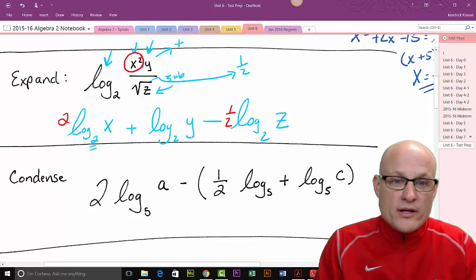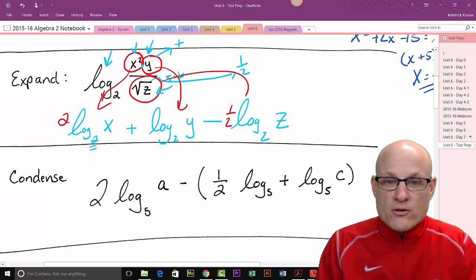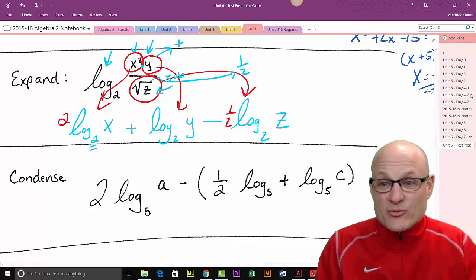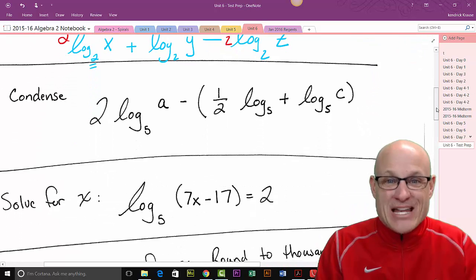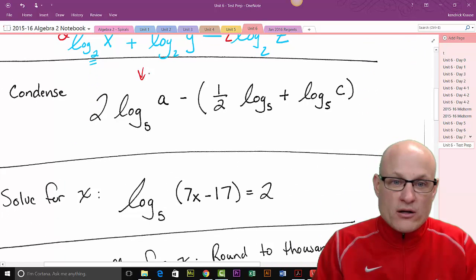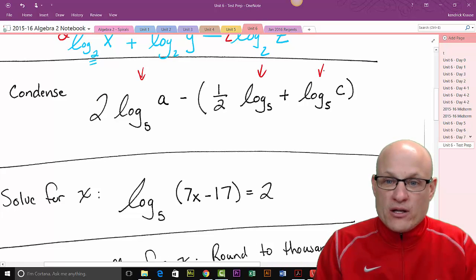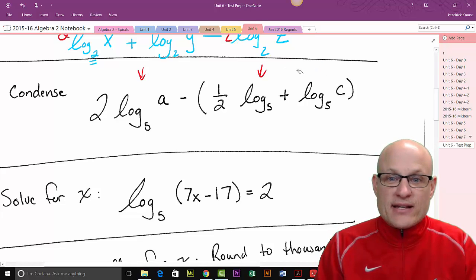Oh, yeah, we got 1, 2, 3. So that's going to, when I expand it, that's 3 logs. 1 log, 2 log, 3 log. And think about addition and subtraction. Now we're going to condense. So now I've got 1 log, 2 logs, 3 logs. I'm going to condense that down to 1 log.